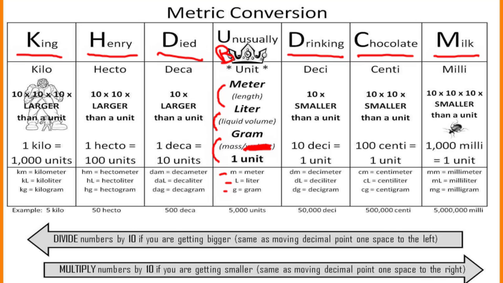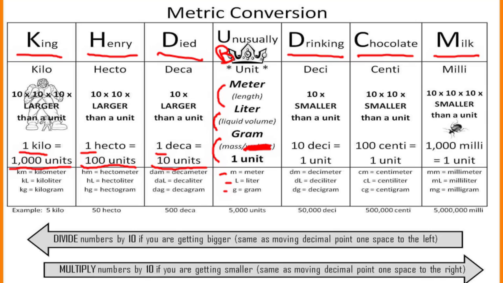All right. Kilo. For every 1 kilo, it is 1,000 times bigger than our base. Hecto is 100 times bigger than our base. Deca is 10 times bigger than our base. So if I have 1 kilo, I have 1,000 of whatever I'm talking about. So if I have a kilogram, I have 1,000 grams. If I have 1 hectogram, I have 100 grams. If I have 1 decagram, I have 10 grams.